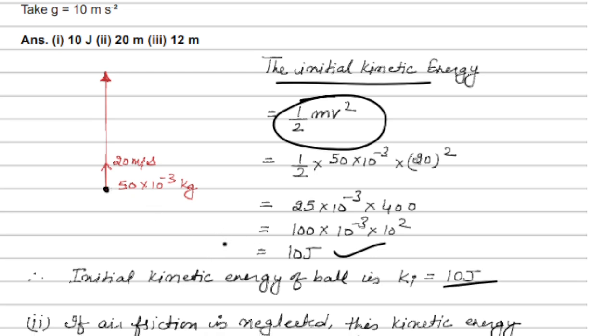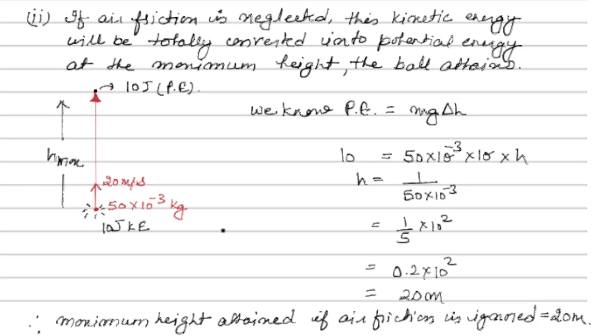Okay, let's go next. So we are neglecting air friction. If we are neglecting it, the kinetic energy which we have imparted to the ball will be totally converted into the potential energy at the maximum height, and that is what they are asking, right? So we can calculate the height from there. Like this kinetic energy, 10 joule, will become 10 joule of potential energy here. And equating that, this is the kinetic energy we have, and this is mg delta h.